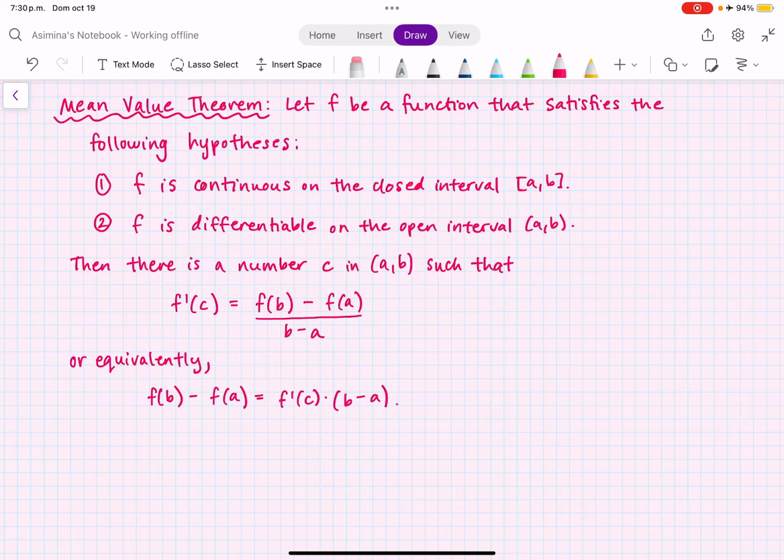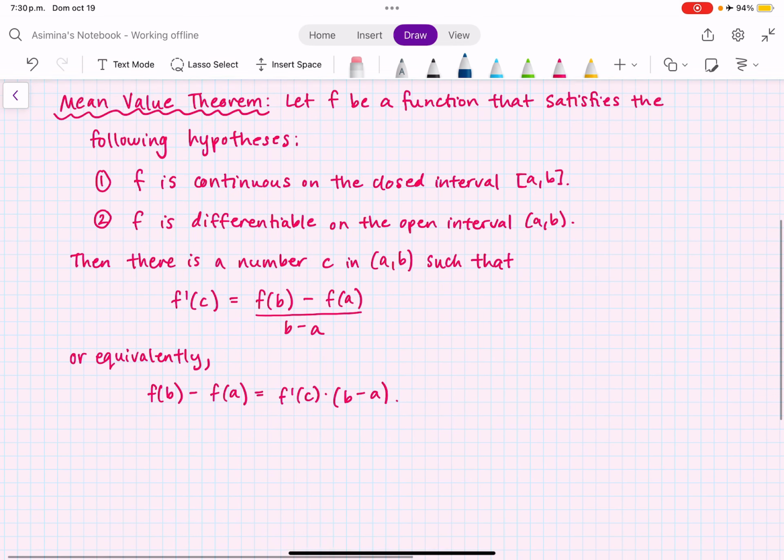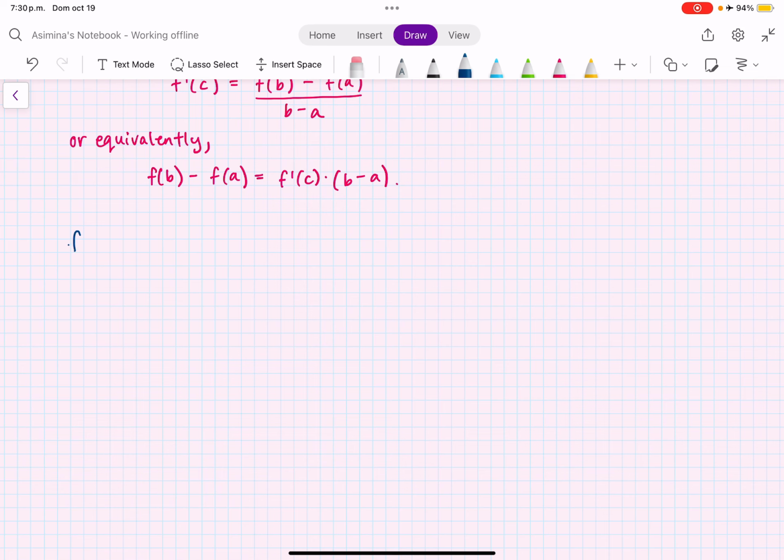Great. So the problem asks us to verify the hypotheses of the mean value theorem. So that means we want to check conditions 1 and 2 for the function f of x equals 1 over x. Then we're asked to find all values of c that satisfy the conclusion. So now we're being asked to find all c that satisfy this part. Okay, so let's begin. Our function f of x equals 1 over x, and our interval, our a comma b, is 1, 4.